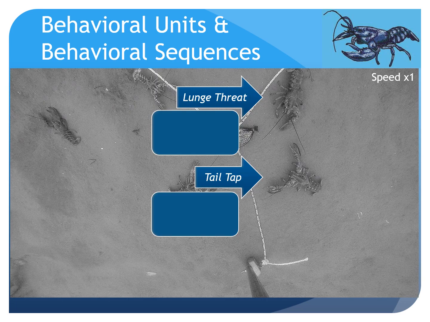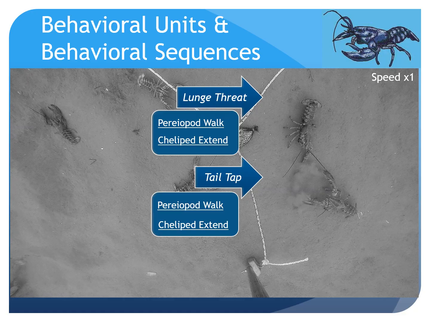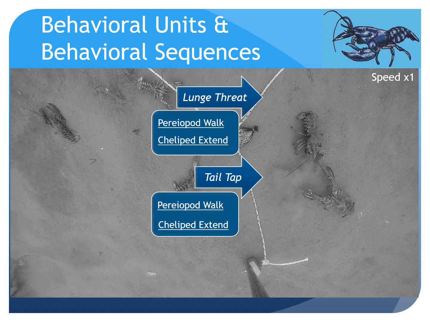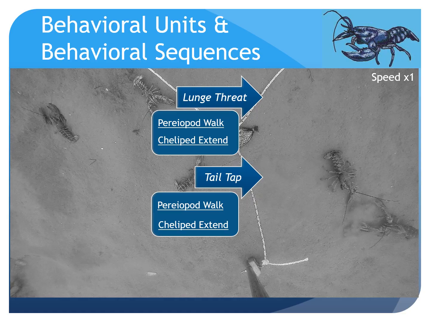Let's take a look at the video. As you can see, the lobster at the top of the screen will be displaying the lunge threat, and the lobster lower down will be displaying the tail tap. Periapod walk and caliped extend will show up in the boxes when the lobsters display them. And this video will also be showing up again later. And another lunge threat, tail tap.